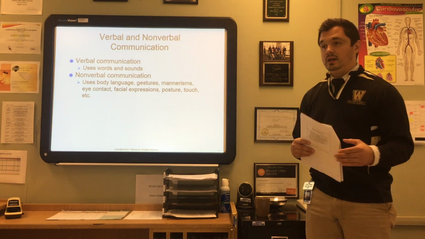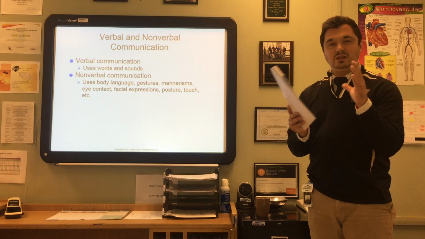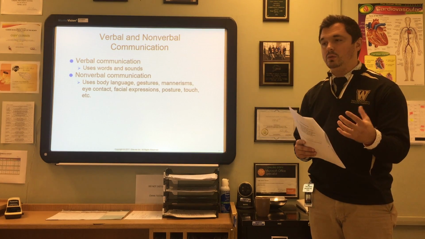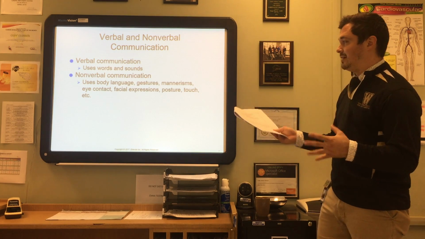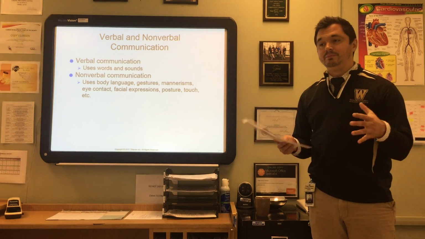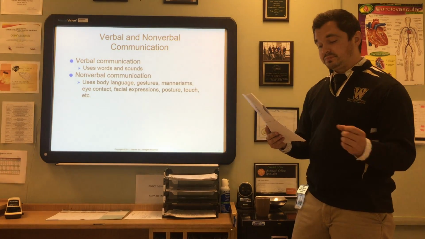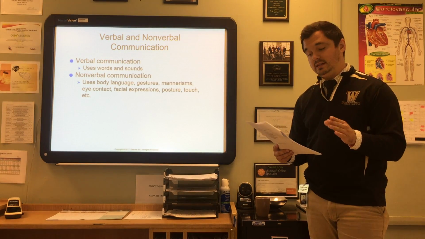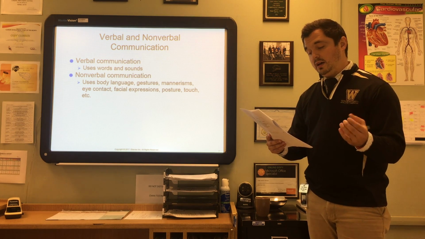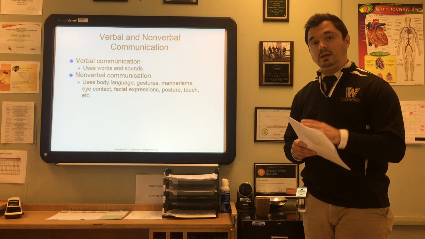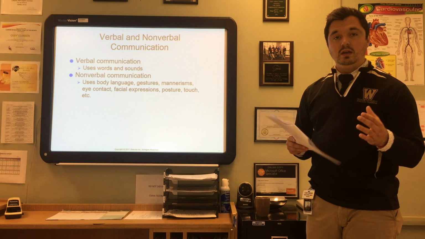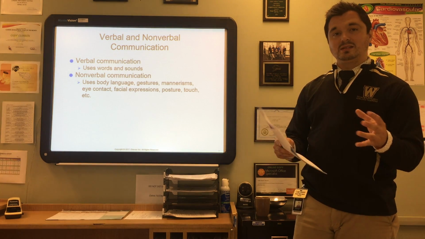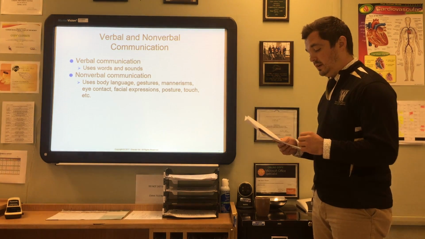Nonverbal communication includes body language, gestures, mannerisms, eye contact, facial expressions, posture, touch, and all the other things. So body language is partly instinctive, partly taught, and partly imitative. We pick body language up naturally, but we also get some things from our surroundings as well.